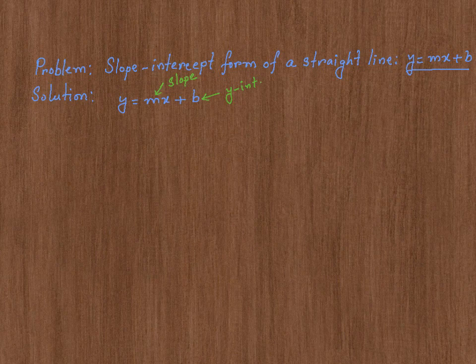So let's sketch it and see what we get. Let's say we have a straight line that kind of looks like this on this coordinate system, y, x, and let's say this is my straight line. Now my y-intercept is going to be this point, which is going to have coordinate (0, b), and I'm assuming that the slope-intercept form of this straight line is y is equal to mx plus b, and m is the slope of the line.